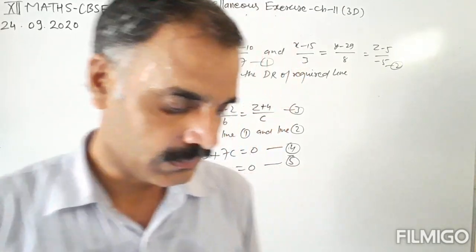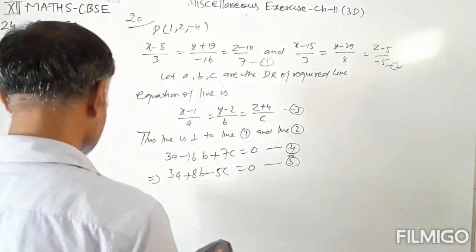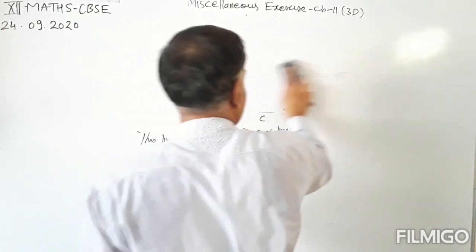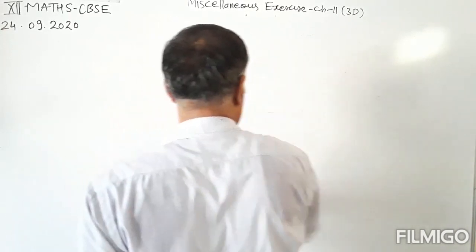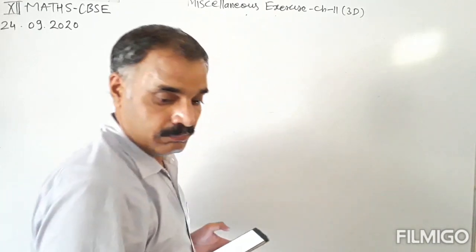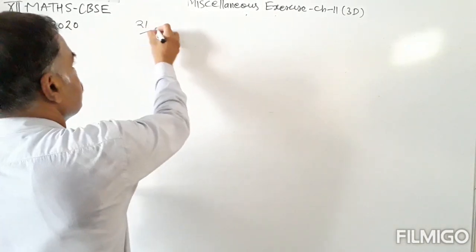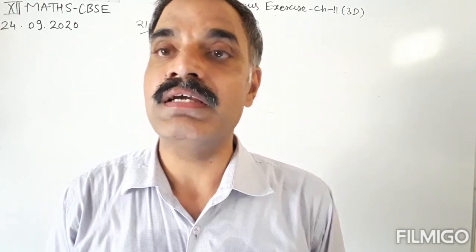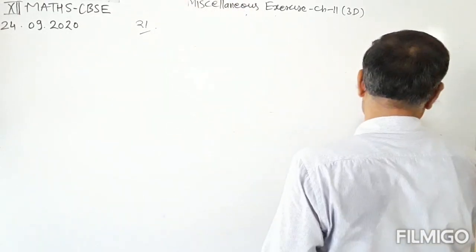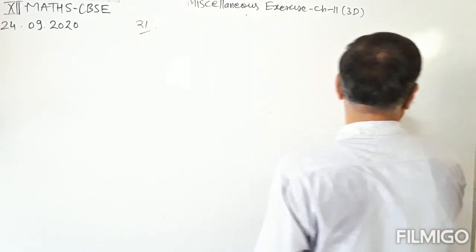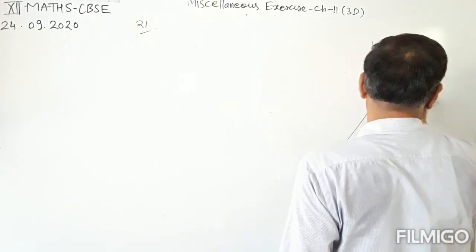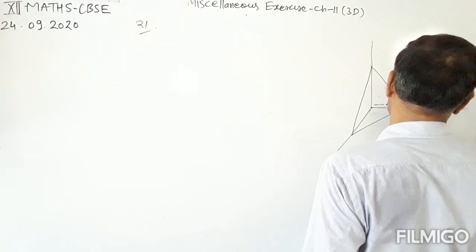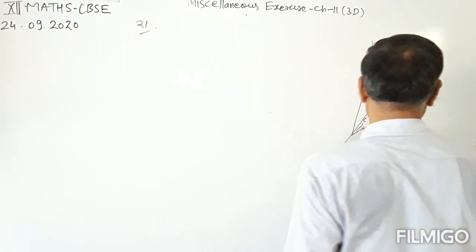Now we are taking question number 21. Question number 21 is: prove that if a plane has the intercepts A, B, C, the diagram of the plane is this: intercept A, intercept B, intercept C.